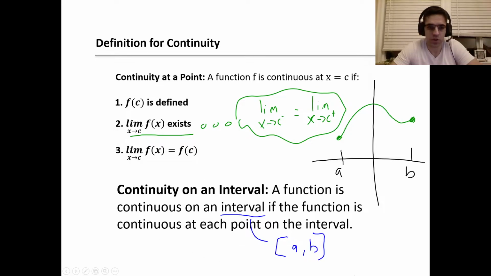So continuity over an interval: a function is continuous on an interval if the function is continuous at each point on the interval. So given some function on an interval from a to b, we have a continuous function from a all the way to b. The informal definition for continuity is you can draw the whole function on the interval without lifting your pencil.